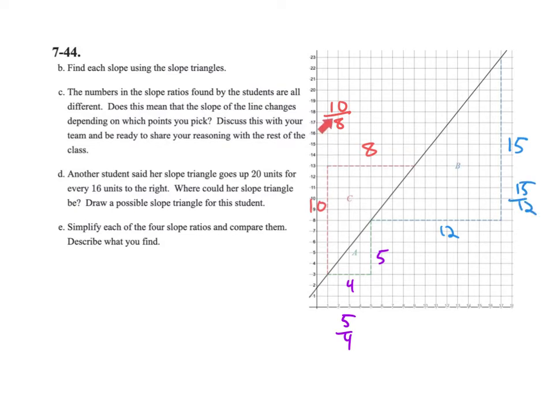Now, you might be saying, how come all these numbers are different even though it's the same line? I thought that slope was supposed to be the same. Let's see what it says in part C. The number in the slope ratios found by all the students are all different. Does this mean that the slope of the line changes depending on which points you pick? Discuss it with your team. So, does the slope of the line change depending on which points you pick? Think about that for a second. Be a great time to pause the video here.